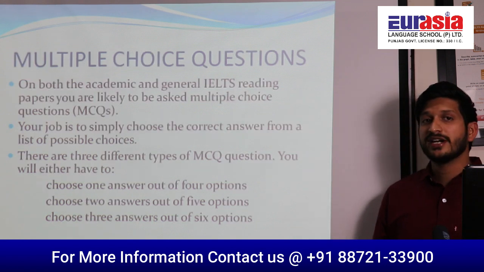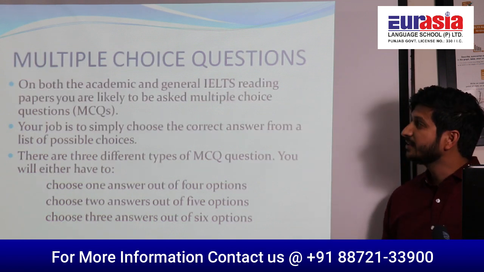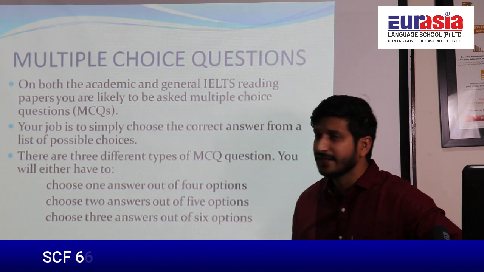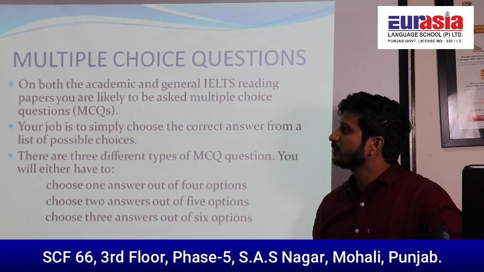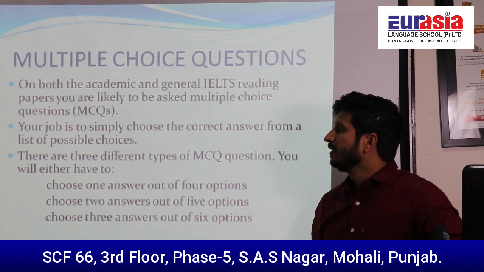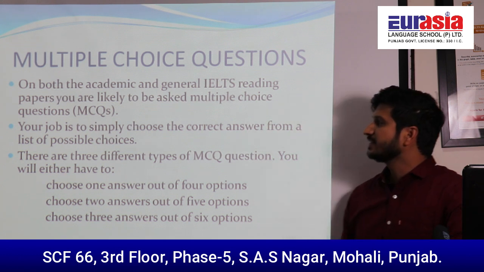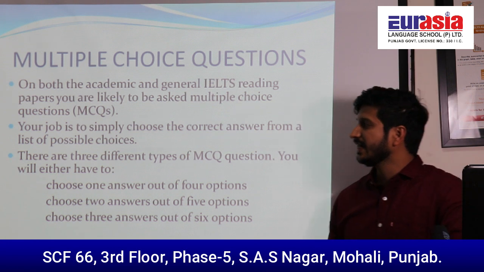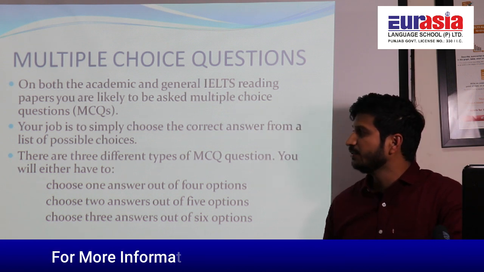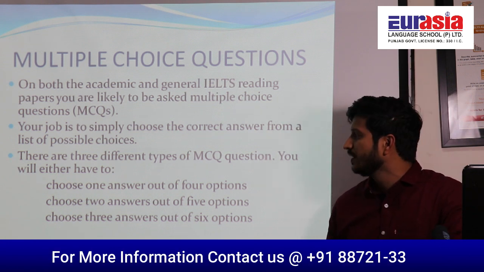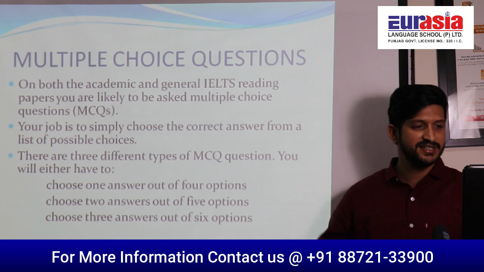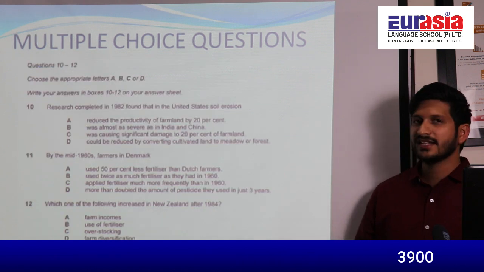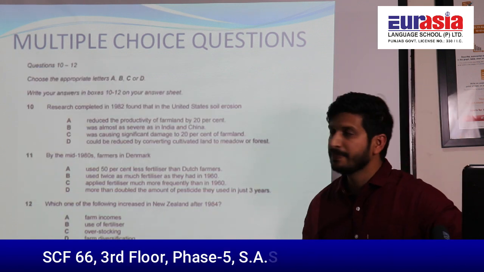Now coming to your MCQs, that is called multiple choice questions. On both the academic and general IELTS reading papers, you are likely to be asked multiple choice questions. Your job is to simply choose the correct answers from a list of possible choices. There are 3 different types of MCQ questions. You will either have to choose one answer out of 4 options, 2 answers out of 5 options, or 3 answers out of 6 options. The sample is in the next slide. This is how your MCQs are going to be.